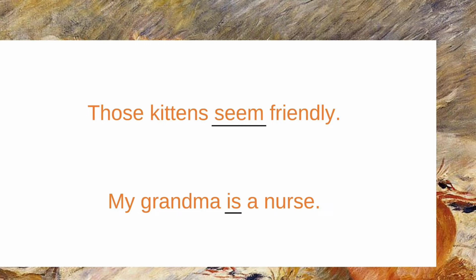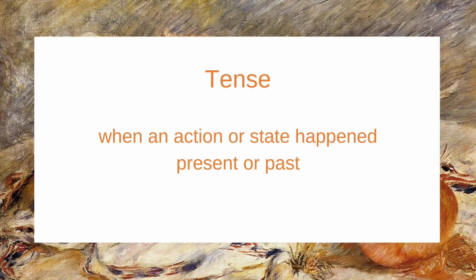Be is a very common verb. Be and its forms am, is, are, was, and were are state of being verbs. In addition to naming actions and states, verbs can also show tense. Tense tells when an action or state happened.